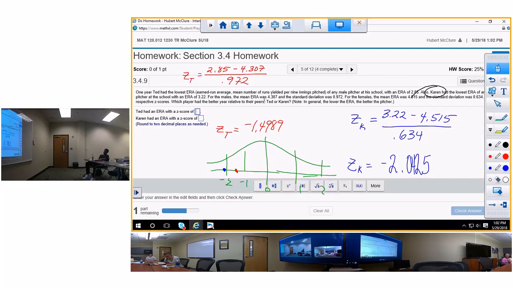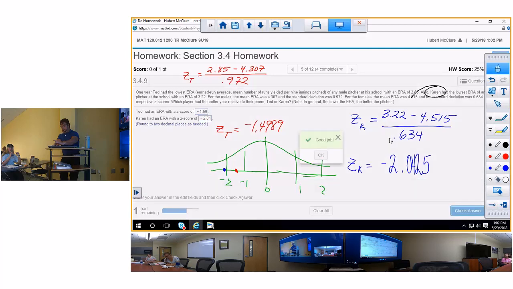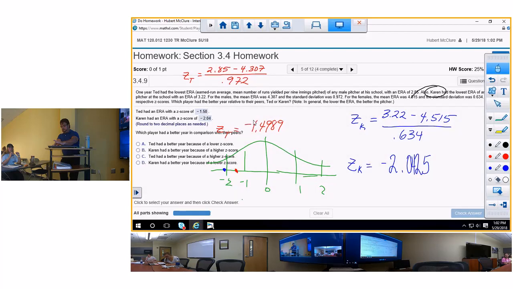So that's going to be what? Negative 1, what does it say? Rounded to decimal, 1.5. And this one's going to be, I better put a 0 there. It might mark it wrong. Negative 2.04. Which player had a better year? Karen had a better year.